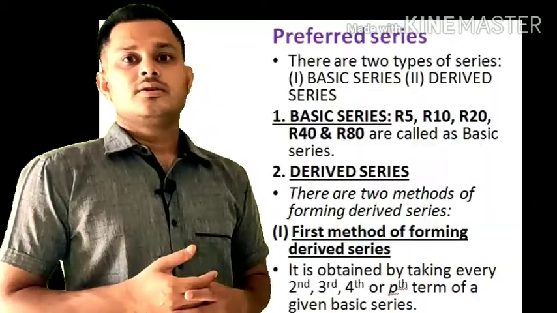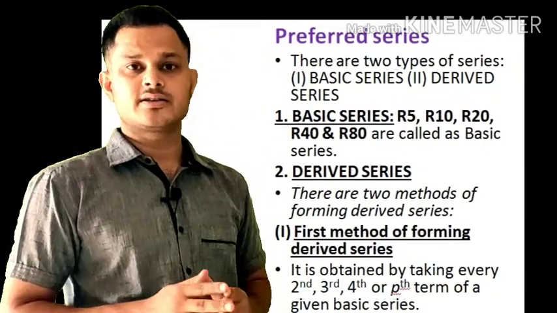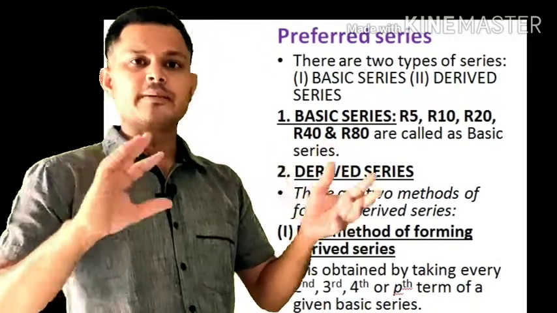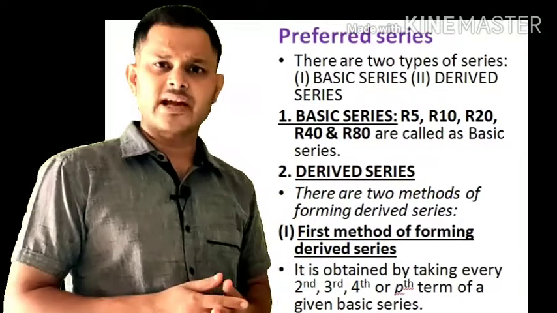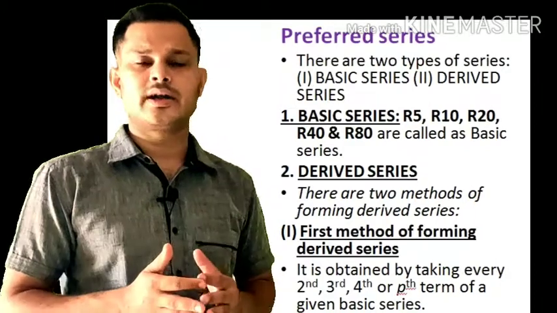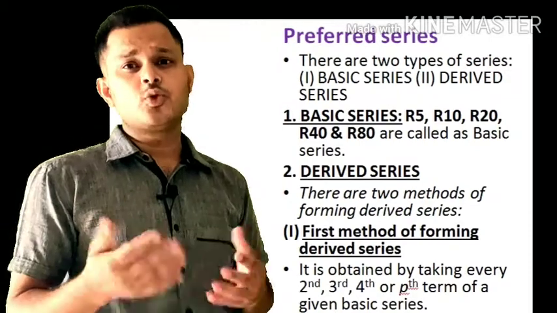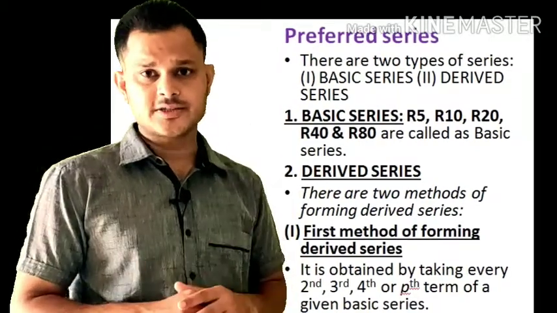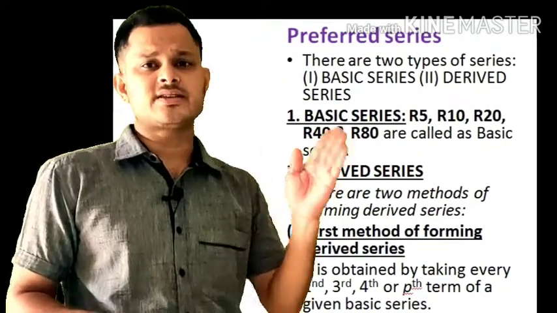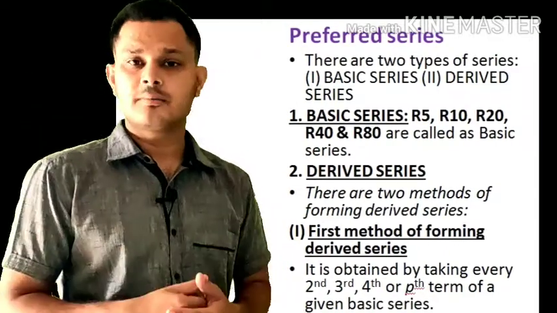Next, there are 2 basic types of series. First is the basic series that we have just seen. Next are the derived series, meaning these basic series can be modified in some way and we get derived series. The basic series you know are R5, R10, R20, R40 and R80. There are 2 methods of forming the derived series. The first method is that we can obtain it by taking every second, third, fourth or nth term given in the basic series.